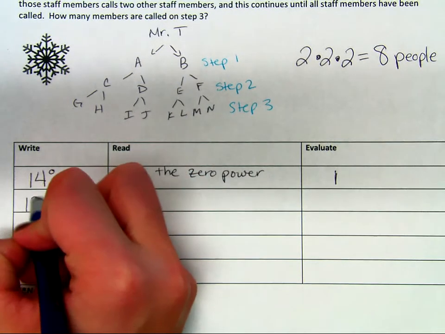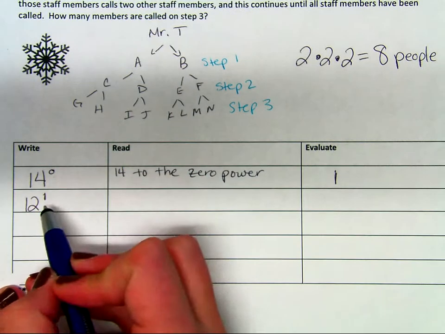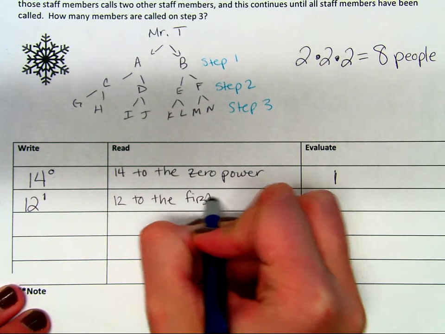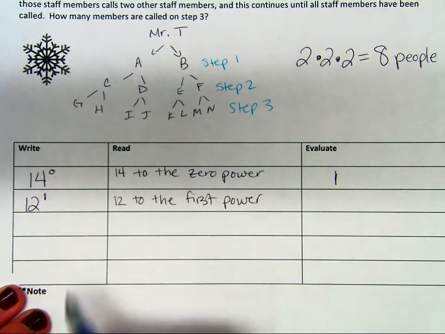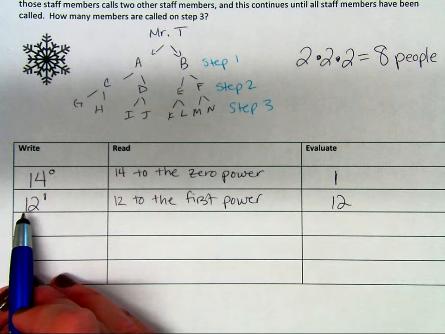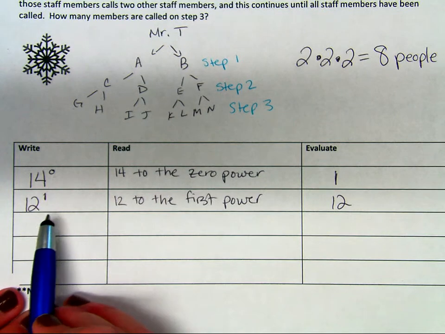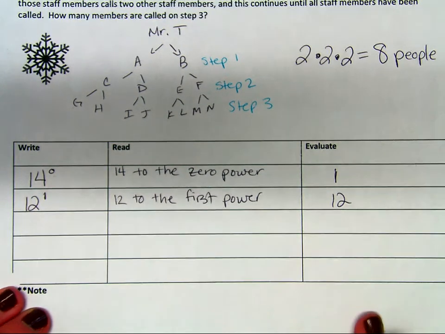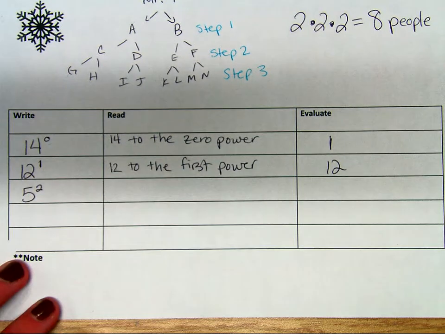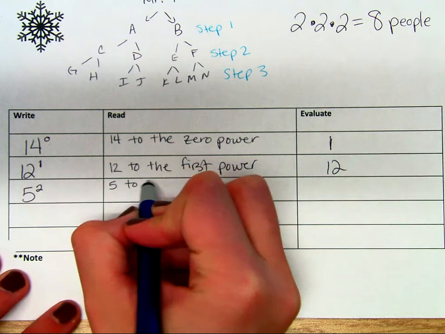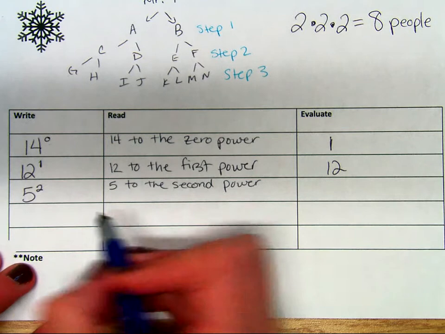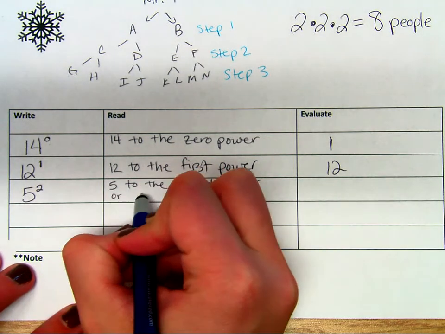Okay, next we'll do 12 to the 1st power. If I have a little 1 there, that's to the 1st power. And 12 to the 1st power is just 12. Anything to the 1st power is just whatever your base is. So if I had 20 to the 1st power, to evaluate that it would be 20. Next one is 5 to the 2nd power. Another way to say it is 5 squared.